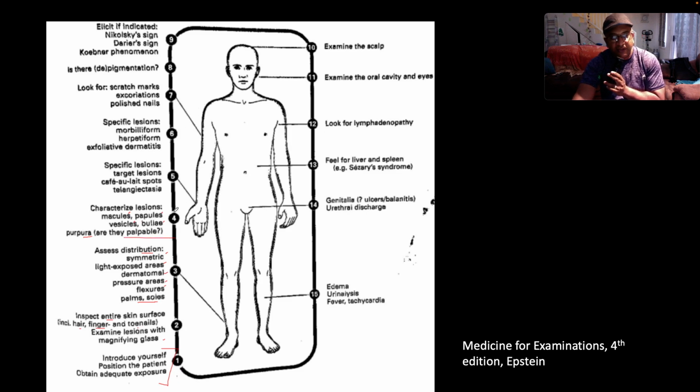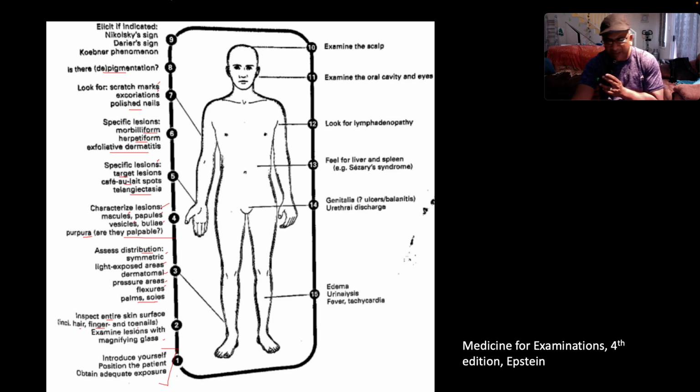Right, so we said distribution, we said characterize the lesion, and look for specific kinds of lesions, like targetoid lesions, or café-au-lait spots, or telangiectasia. Also, is it morbilliform, which means maculopapular, usually keeping company with some kind of drug reaction or some kind of viral exanthem? Is it herpetiform, which implies vesicular? Is it exfoliative dermatitis? You also want to look for scratch marks, right? Look for excoriations and polished nails. Is there any depigmentation that we can see?